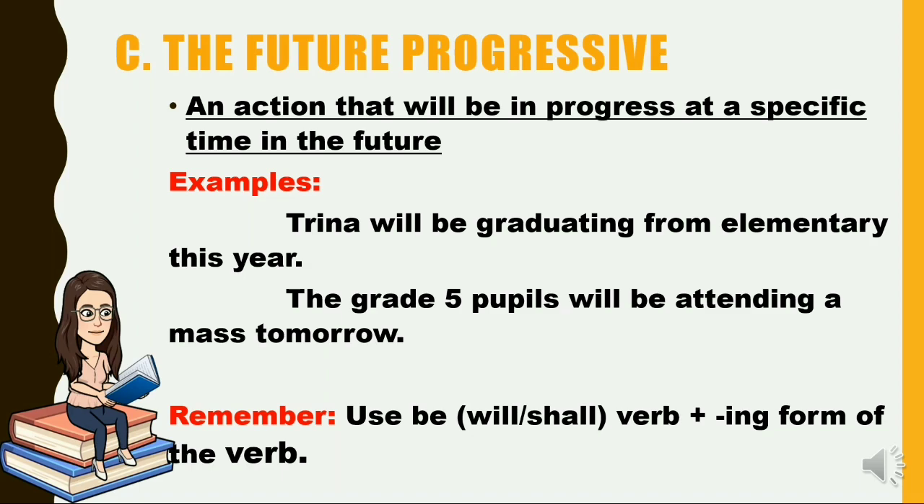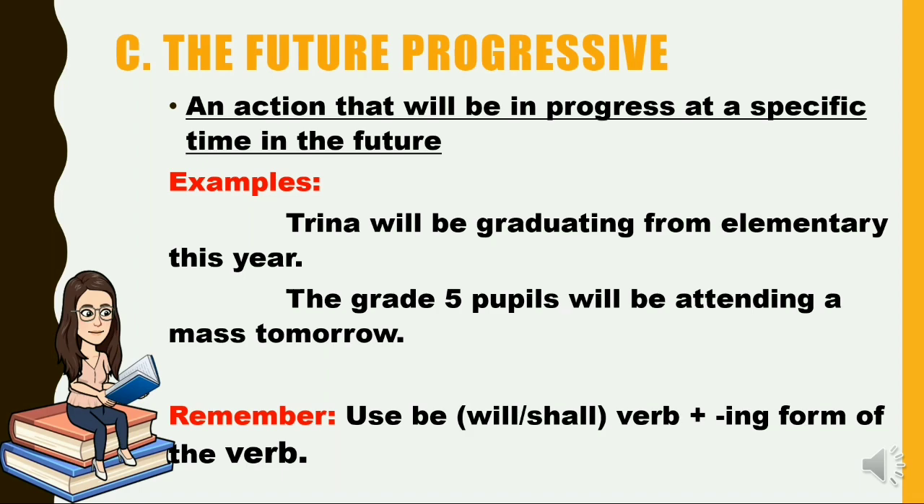Remember, when we talk about the future progressive, you are going to use be verbs, will, shall, plus ing form of the verb. Just like in the examples, will be graduating, will, graduate plus ing form of the verb. Will be attending, attend plus ing form of the verb.